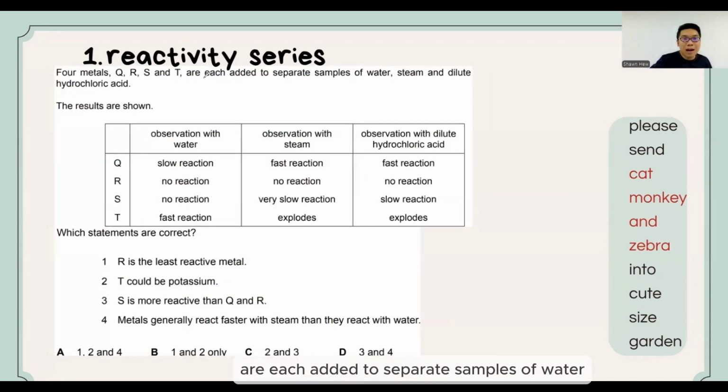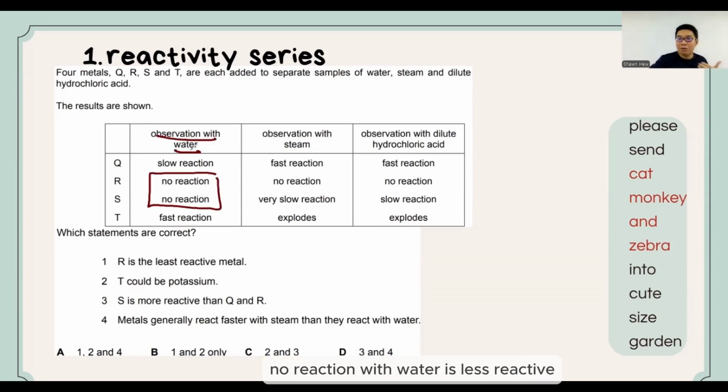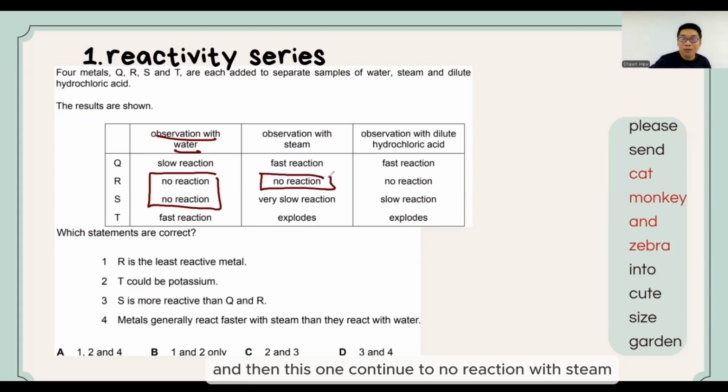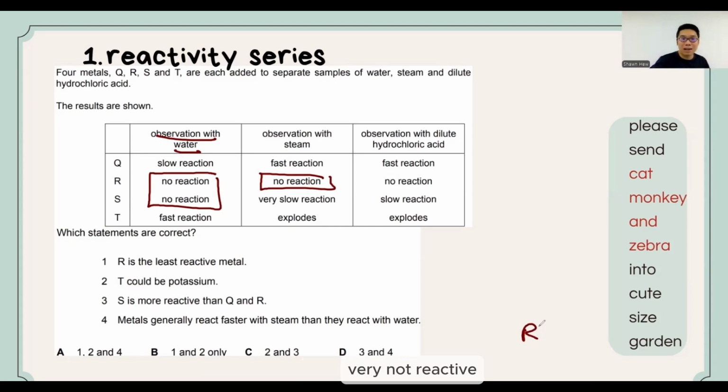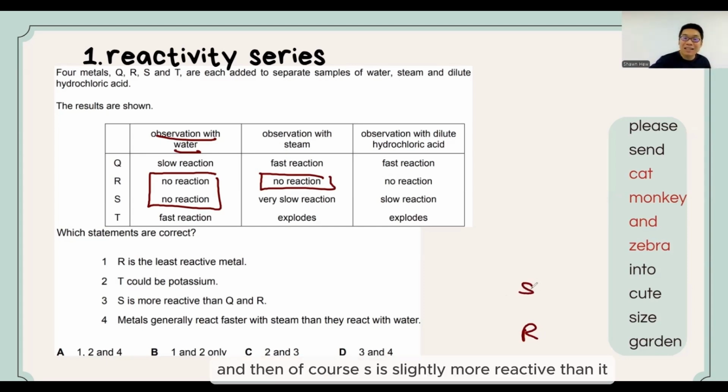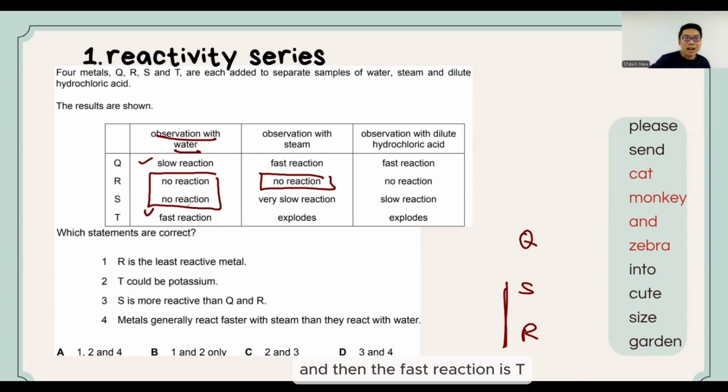Next, four metals Q, R, S, T are each added to separate samples of water, steam, and dilute HCl. So we know that the one with no reaction with water is less reactive, and this one continues to have no reaction with steam, so we can confirm R is very, very not reactive. And then, of course, S is slightly more reactive than it. Then we continue to see Q and T. Q is a slow reaction, so that's why it's not that reactive, but confirmed more reactive than these two. And then the fast reaction is T. Then we can confirm like this.